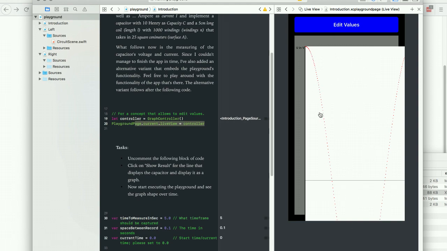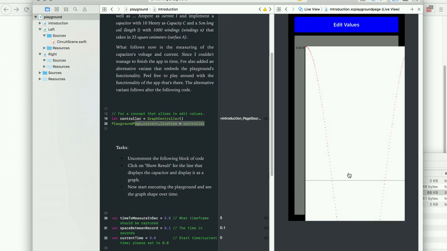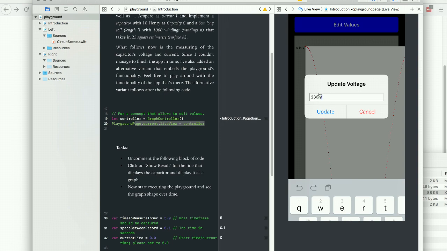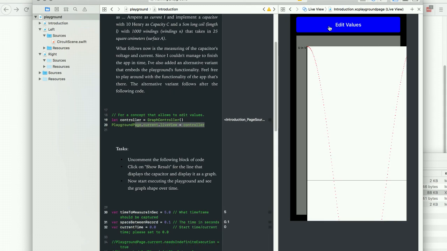You can kind of assume that that's going to be a wave function. In this case, it would be a cosine. All right. And you can also edit values. So here you can see, you can go to the capacitor or coil, or just go to the voltage right there. You can update it if you'd like. But you can't really see any update anyway, so that's useless.